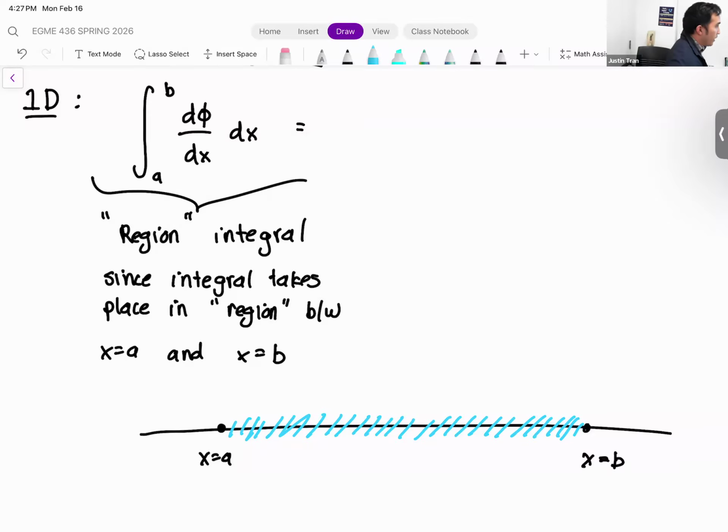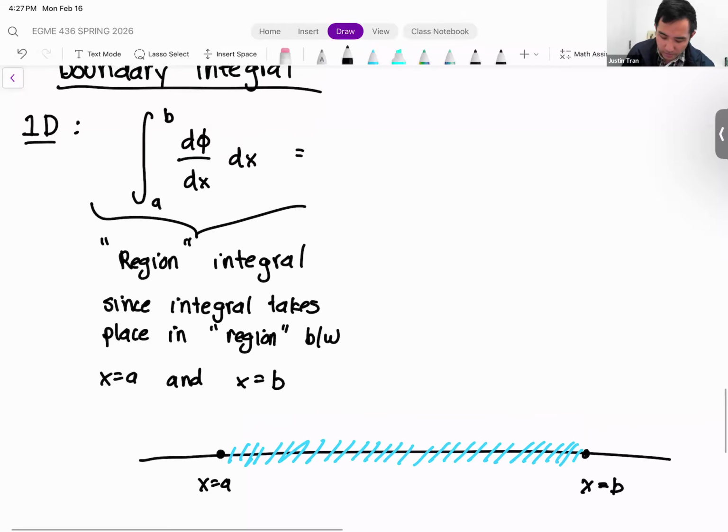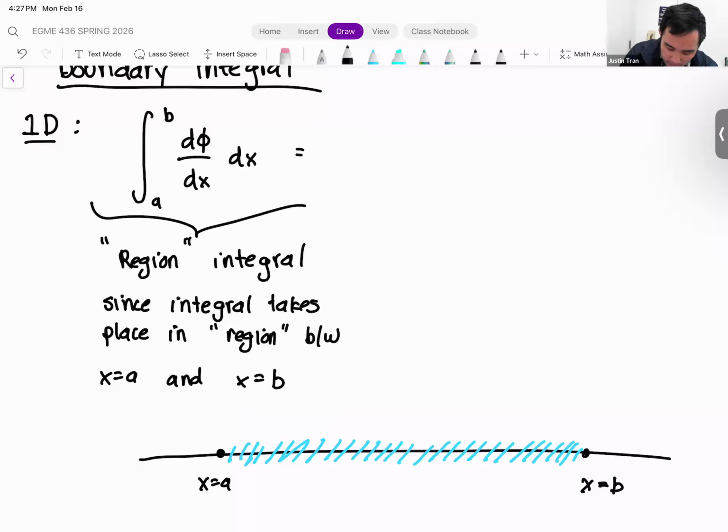So what is this evaluated as? Well, in this case, we don't actually need anything fancy. This can be evaluated just by looking at it, right? Because in our integrand we have a derivative with respect to x, and it turns out our integration variable is also x. And so if you were to evaluate this, the dx essentially cancels out. And so we have the integral from a to b of d phi.